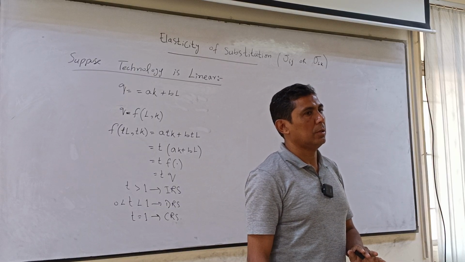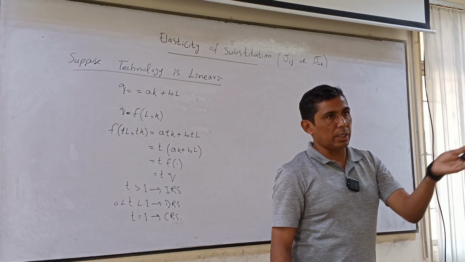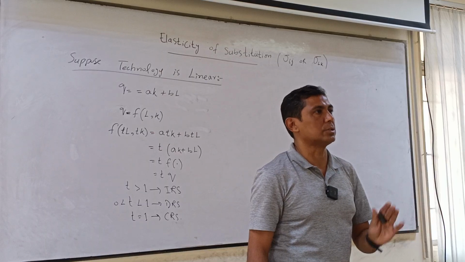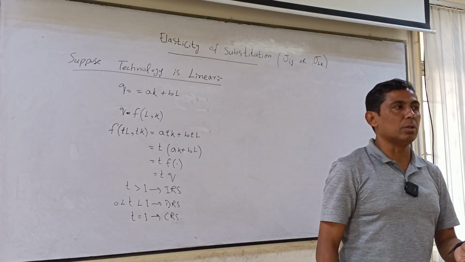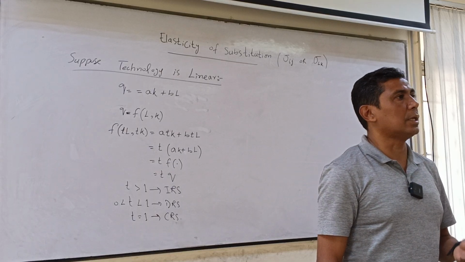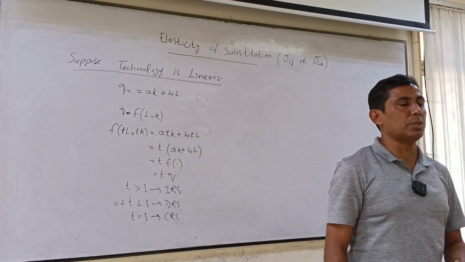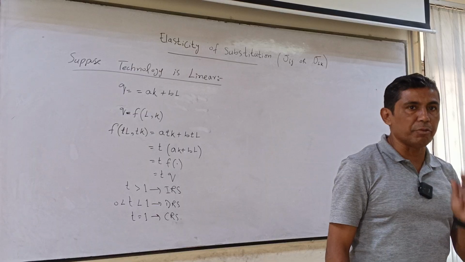First of all, it is not necessary that you will have the linear technology. Case of the perfect substitute, so your returns to scale will be constant. Clear? So you may have variable returns to scale, although you will have a linear technology, perfect substitute, where the elasticity of substitution between labor and capital is infinity.